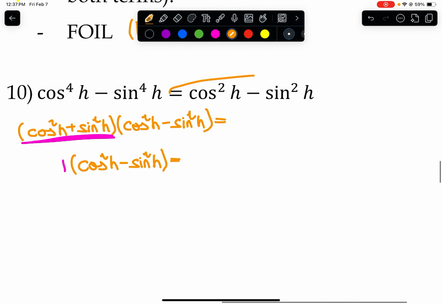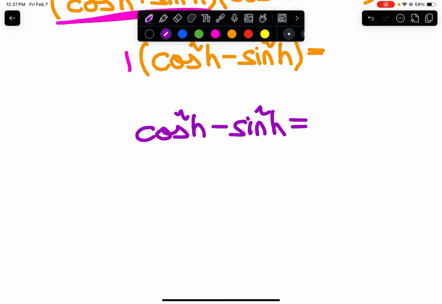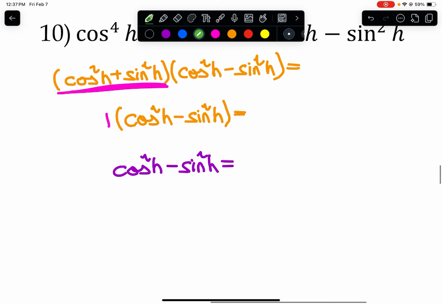And, well, that matches. So I'm just going to get rid of that 1. We'll not get rid of it, just write a new line. So we have cosine squared h minus sine squared h, and that is equal to the right-hand side, so we are good. Check. Checkity check.